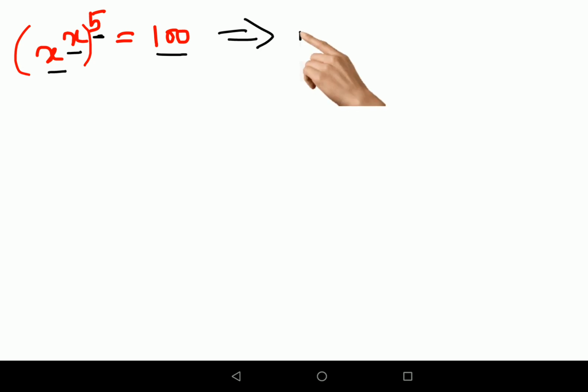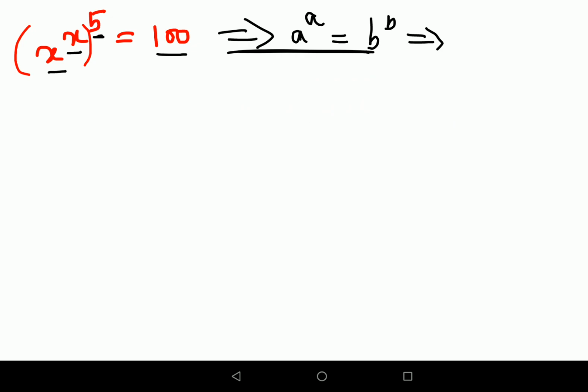Now the problem for these kinds of questions is that you need to convert your entire equation in the form of a raised to a, meaning the index and the base remain the same, and here also this will be equal to base and index being the same. Okay, so if you can derive your entire question in this particular format, then I can say that a equals b. But as of now this looks tricky.